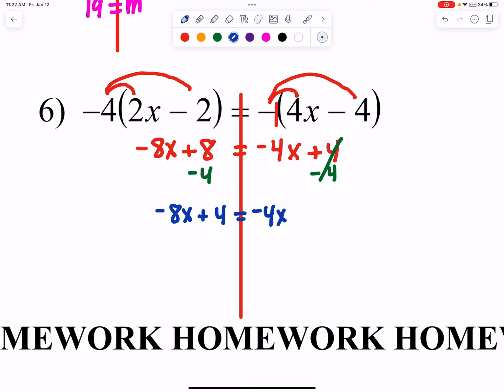Now let's go ahead and move our 8x over. So it's a -8x, so we need to add 8x to both sides. We're not doing our division yet. We're just moving the positive or negative amount of x's. That goes away. Do your rewrite down below.